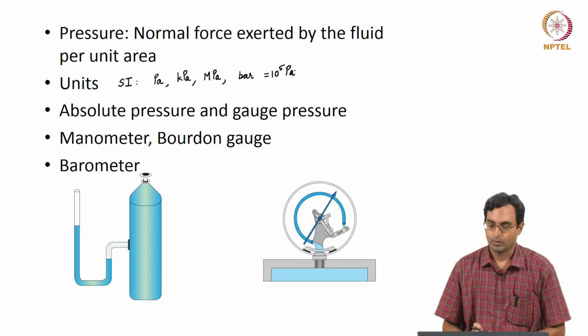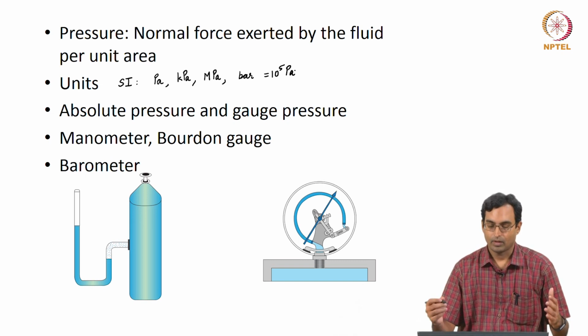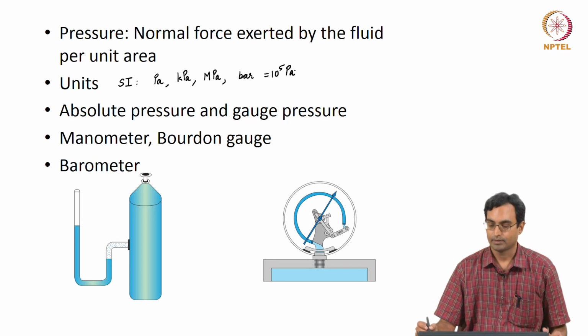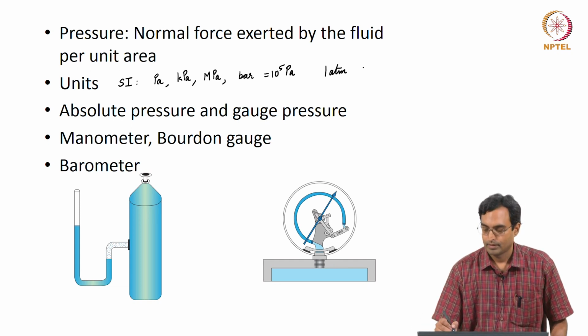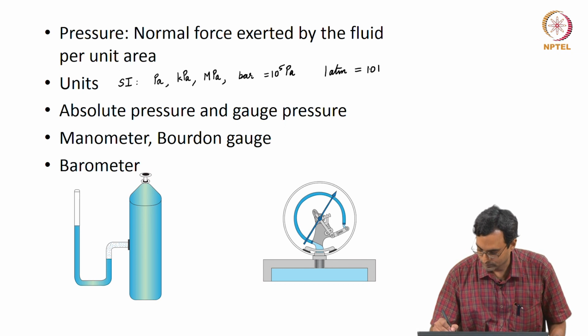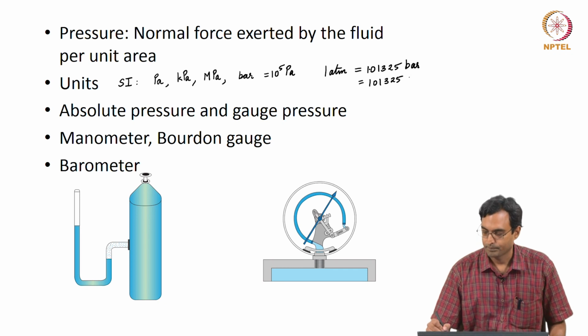and the reason we use the bar is because it is very close to another unit which is the atmosphere. So if you look at a normal place on the surface of the earth, the pressure there is what we call 1 atmosphere at sea level, and the relation between an atmosphere and a bar is that an atmosphere is 1.01325 bar, or that is equal to 101,325 pascals.